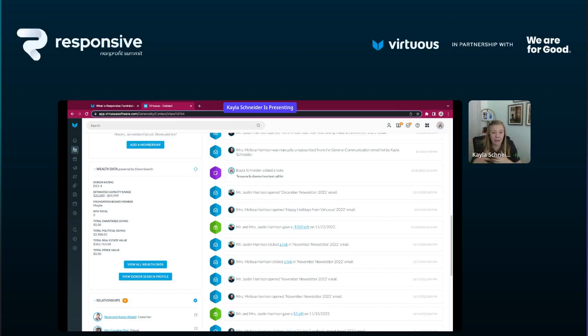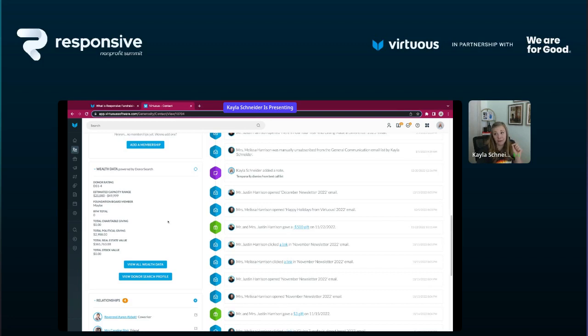Automatically add them as a major donor. You don't have to wait for a new screening or have somebody manually do that screening for you. The system can automatically do that and then send a task to maybe your executive director or a prospect research person, to be able to add them appropriately to the right portfolio.